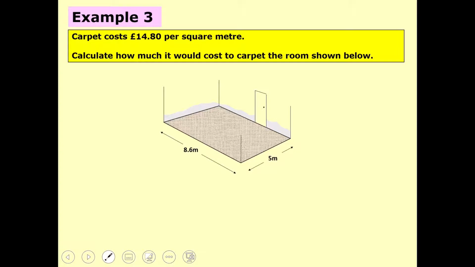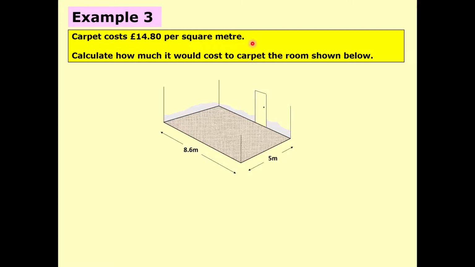So let's say you're buying a new carpet, and carpet costs £14.80 per square metre. If you were to go into a carpet shop, the prices given are per square metre. So in order for you to know how much you're going to pay, you need to know the size of the room that the carpet's been fitted to. Calculate how much it would cost to carpet the room shown below.